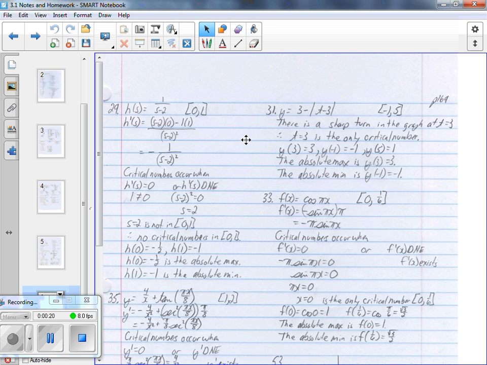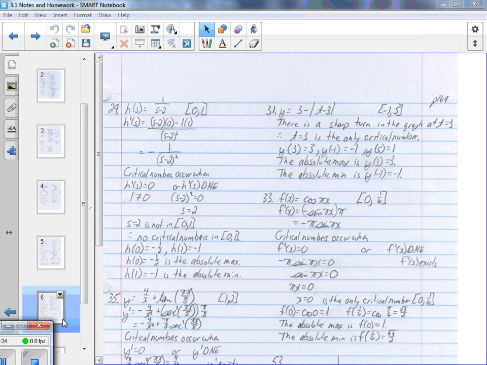When we're on a closed interval, extreme values can occur at the endpoints or at critical numbers. Okay? And remember what critical numbers are. Critical numbers are x coordinates that make the derivative equal 0 or the derivative not exist. So on 31, we've got y equals 3 minus the absolute value of t minus 3.